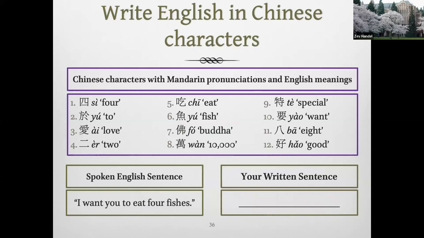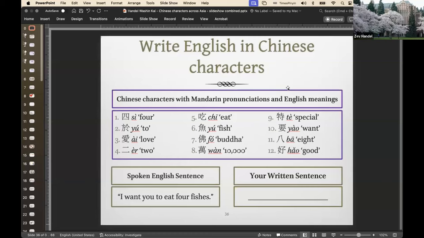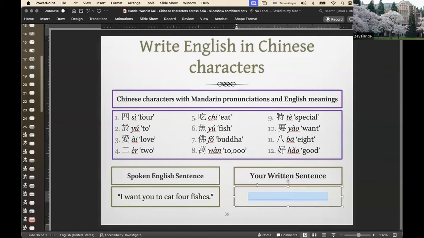Let's quickly read these 12 characters together. Hu, yu, I, er, shi, yu, wo, wan. Good. Te, yao, ba, hao. Okay. You would like to write the sentence, I want you to eat four fishes. So, let's see if I can do this. I'm going to go here. And I'm going to go into my Chinese. Okay. Someone tell me how to write the word I. Give me the number of the character that I can use to write the English word. Three. Okay. Here we go.